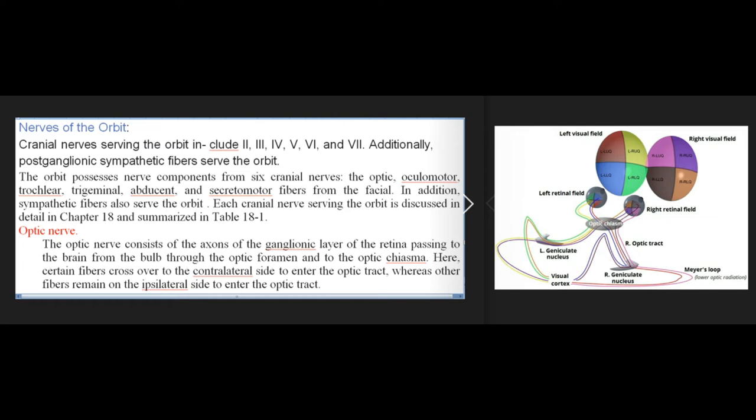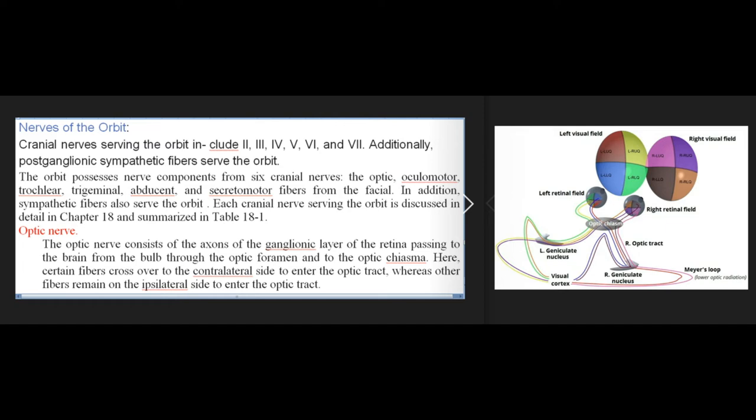The orbit possesses nerve components from 6 cranial nerves: the optic, oculomotor, trochlear, trigeminal, abducens, and secretomotor fibers from the facial. In addition, sympathetic fibers also serve the orbit. Each cranial nerve serving the orbit is discussed in detail in Chapter 18 and summarized in Table 18-1.